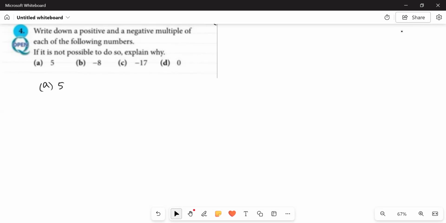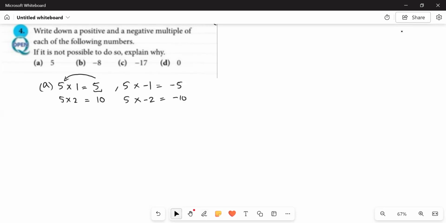For example, if we multiply 5 by 1, we get 5. So 5 is a multiple of 5. So each and every number is a multiple of itself. The first multiple of every number is itself. And if we multiply 5 by 2, what do we get? We get 10. Similarly, if I multiply 5 by minus 1, I'll get minus 5. And if I multiply 5 by minus 2, I'll get minus 10.